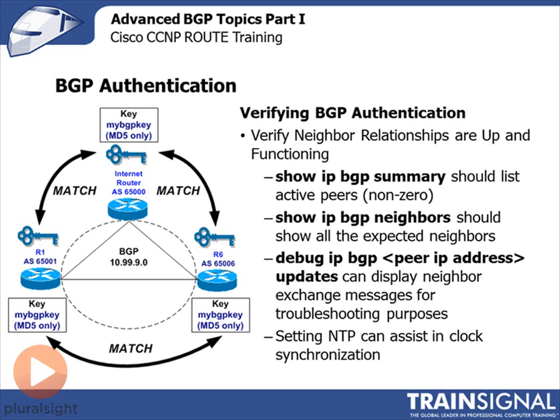You can also do debug IP BGP and then the IP address and then updates to display the different neighbor exchanges that are going on if you want to do that for troubleshooting purposes. And then always make sure you set your NTP, Network Time Protocol, so that when you're looking at different syslog entries, you'll understand that everything's synchronized. Because if it says March 1st on one and February 3rd on the other, and the time signatures are completely different, it's going to be really hard to correlate data.